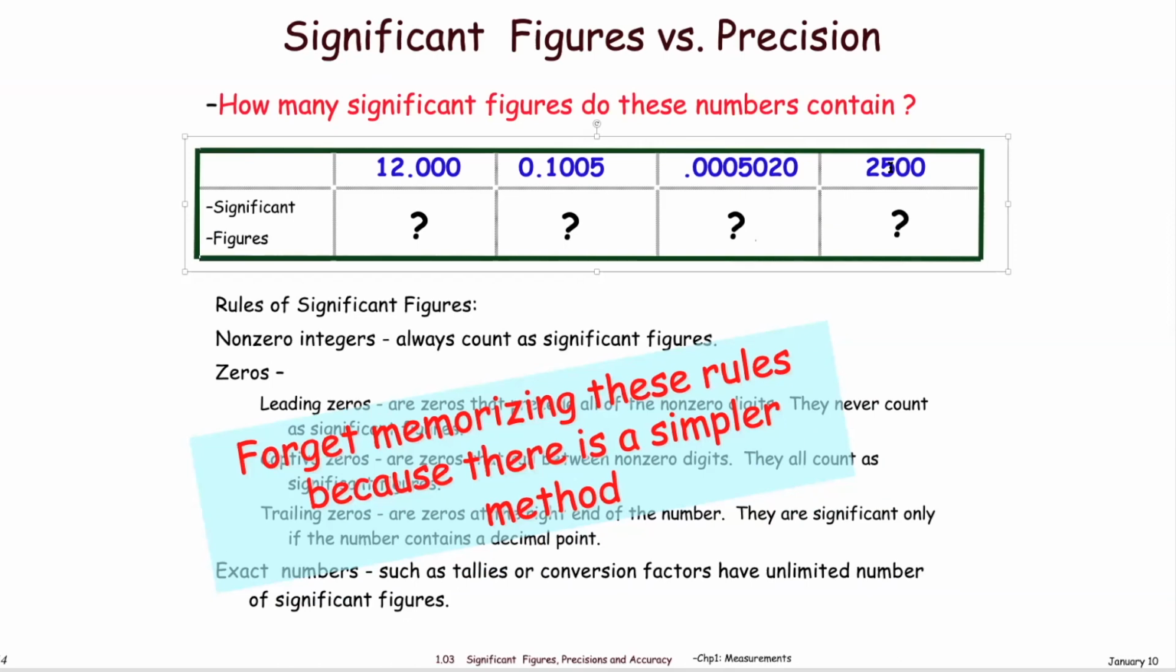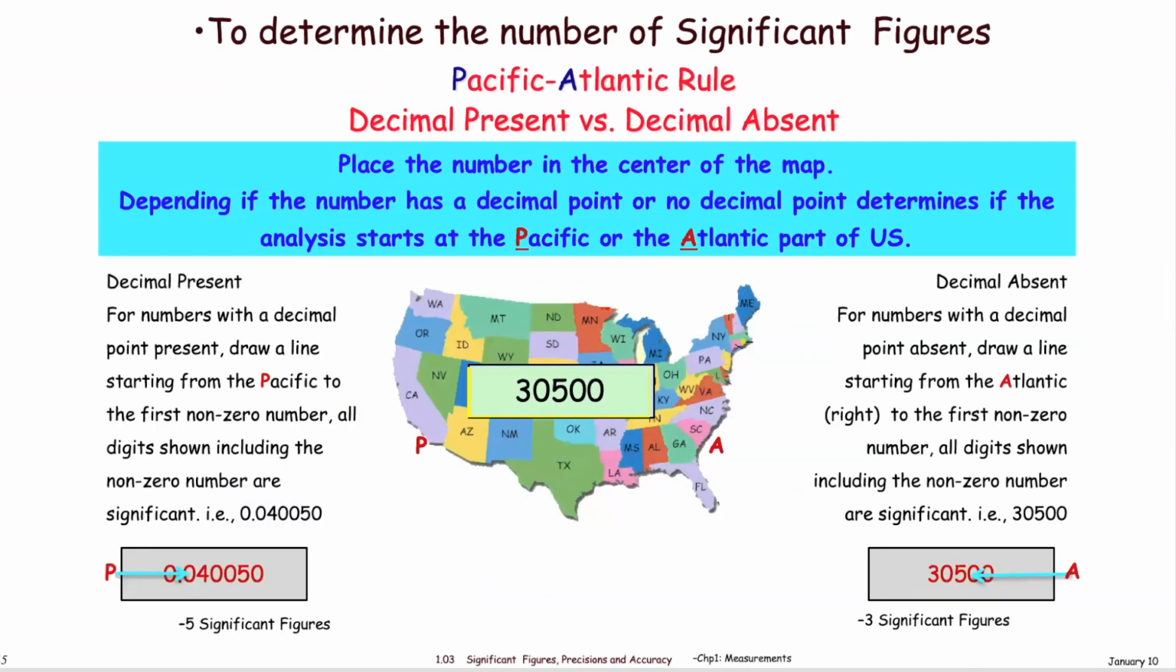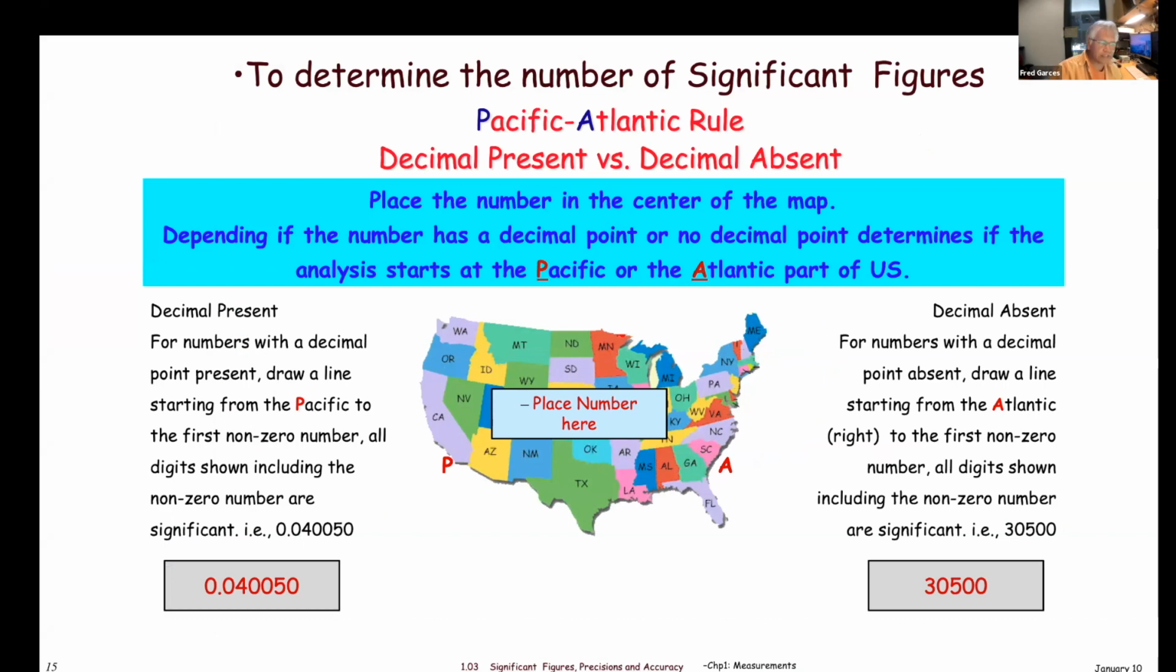This is a trick I learned when I was a TA in Santa Barbara. The trick is to come up with a weird analogy that is so absurd that you can't forget it. You will always remember it. So this is a map of the United States. Over here on the left is the Pacific Ocean. Over here on the right is the Atlantic Ocean. So what you can do is place a number right in the center of that map. If this number has a decimal point, then you say the decimal point is present: Pacific, present.